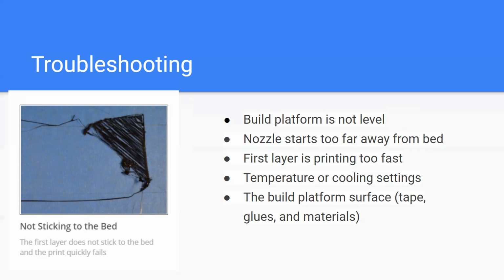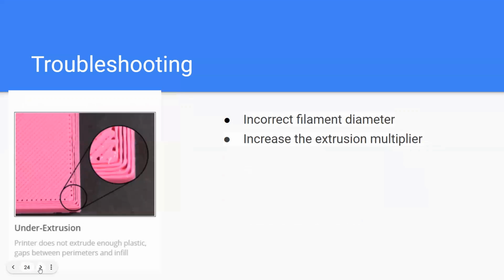Now, the reasons this arises is if the build platform is not level, if the nozzle starts too far away from the bed, if the first layer is printing too fast. So there's going to be a screen that pops up at the bottom of your printer. It's an interface that you can change things like the print speed on. There is no right print speed when something is printing. It's kind of a trial and error thing there. Temperature and cooling settings should be avoided if you choose the cooling settings and temperature settings that I talked about earlier. And then we just talked about the build platform surface not being sticky enough and how to change that.